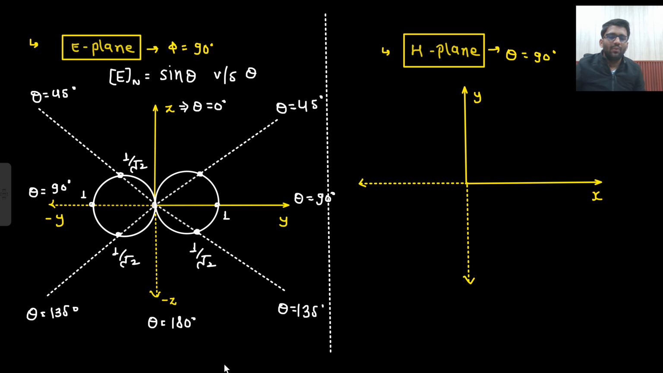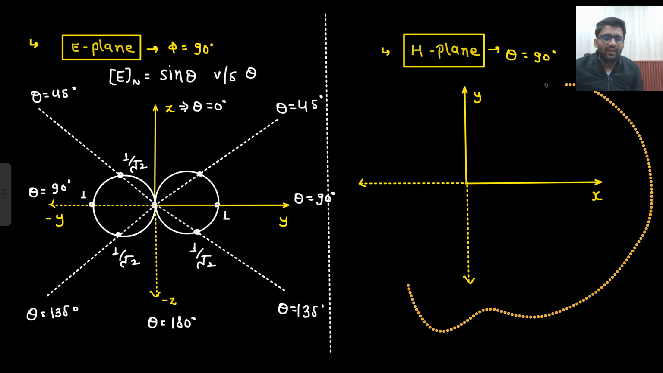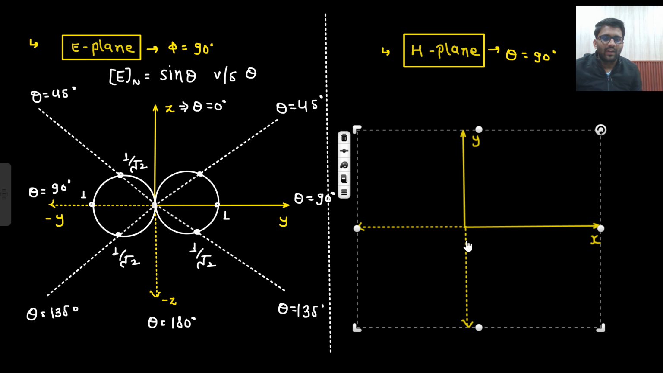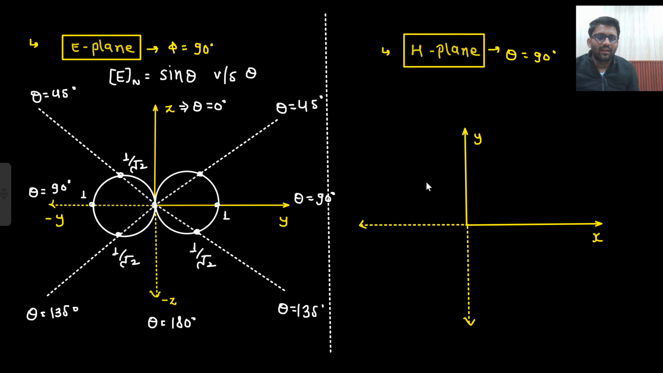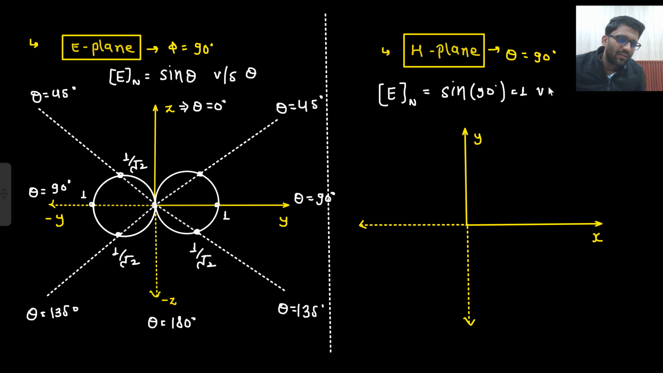Okay. Now what we need to plot? We need to plot at H plane. So for H plane, I need to put theta equals to 90 degree. Here I put phi equals to 90 degree, but here I need to put theta equals to 90 degree. So my normalized value of E is sin 90, what that would be? 1. Versus what I will plot? If I have fixed theta, that means versus phi I will plot. In which plane? In H plane.